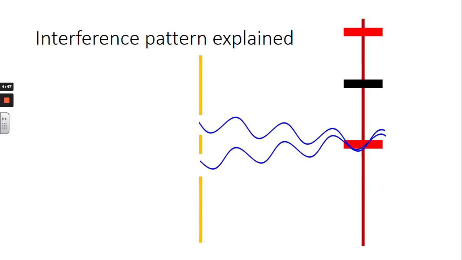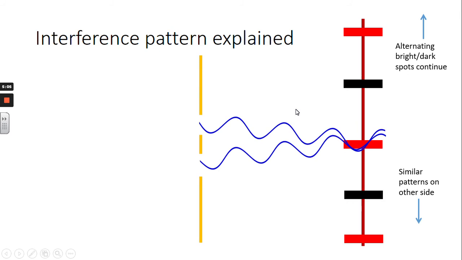The same thing happens if we look further up this path. We get alternating bright, dark, corresponding to alternating waves line up, they don't line up.